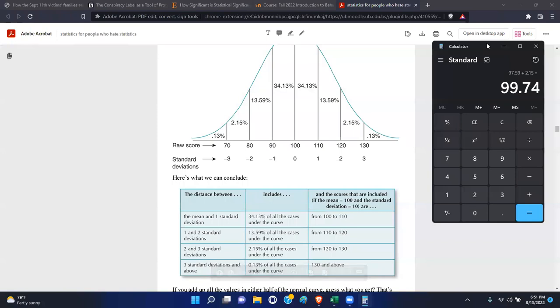So let's add up all of these numbers, 2.15 plus 13.59 plus 34.13 plus 34.13 plus 13.59 plus 2.15. And we have 99.74, excuse me, earlier. So more than 99% of cases are between these standard deviations. What happens if we add the remaining values in that diagram right there? Plus 0.13 plus 0.13 equals 100.